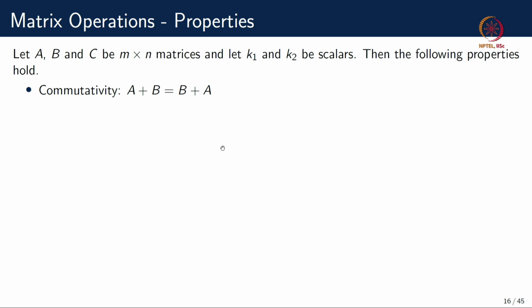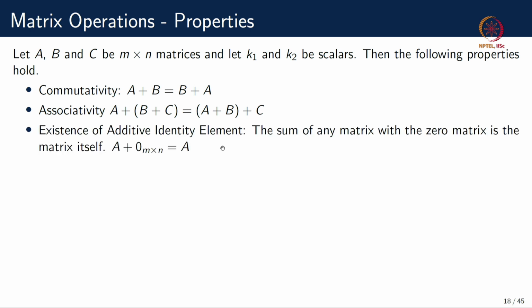Commutativity: A plus B is equal to B plus A. Add A with B or B with A, the result is the same. Associativity: A plus B plus C in brackets will be A plus B in brackets plus C. Existence of additive identity element: the sum of any matrix with the 0 matrix is the matrix itself. A plus 0 m by n is equal to A.